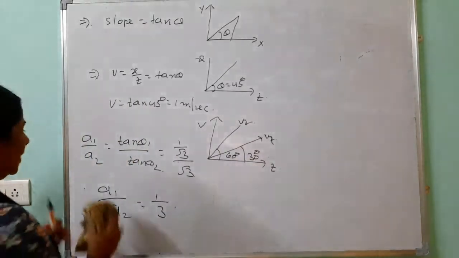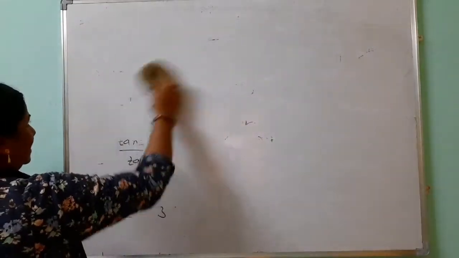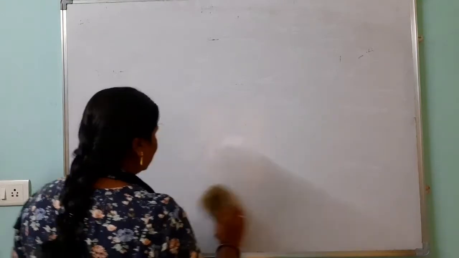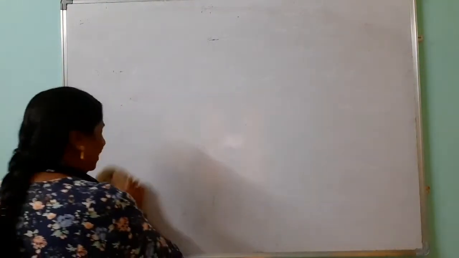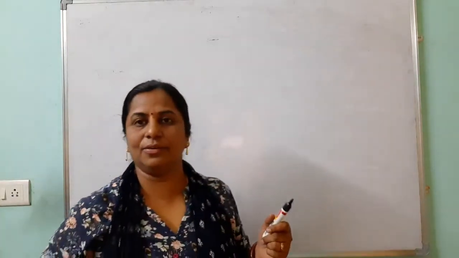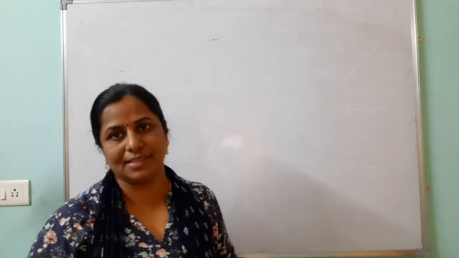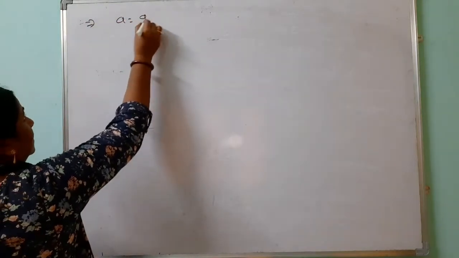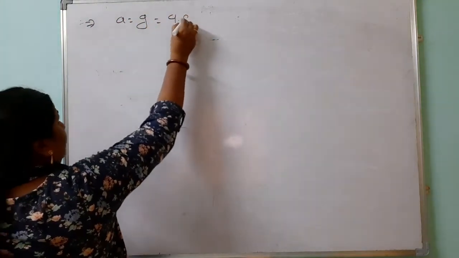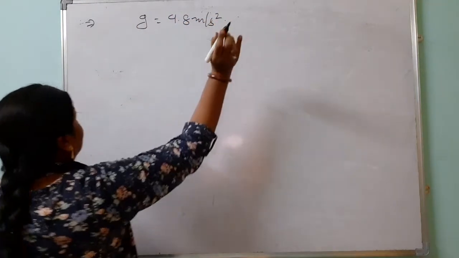Then our next topic is acceleration due to gravity. What is acceleration due to gravity? The acceleration produced by the earth when the body is freely falling. Not only this one, any body is attracted towards the center of the earth due to gravity. This is called the acceleration due to gravity. A equals this value, 9.8 meter per second square on the earth.